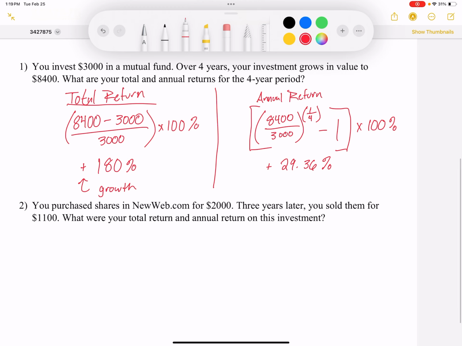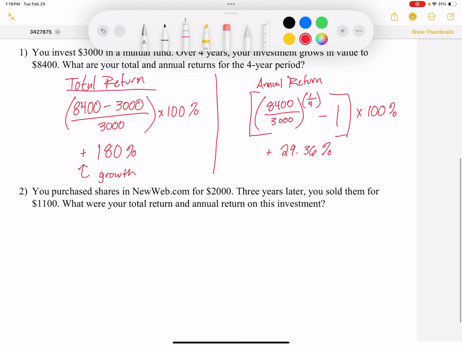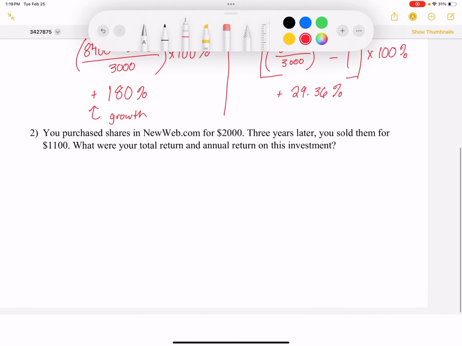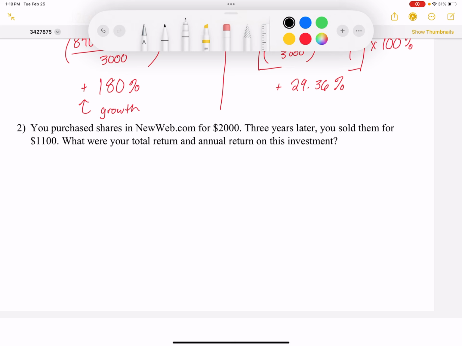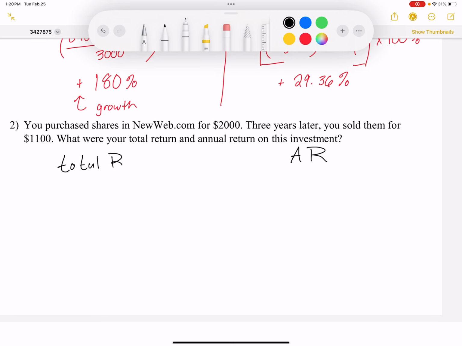All right. So here's one. I would advise you to try it yourself. Hit pause. See if you can do this. All right, I'm going to jump into it. So you purchased shares in newweb.com for $2,000. 3 years later, you sold them for $1,100. What was your total return and your annual return on this investment? So we got the total, and then we got the annual. I should say total return, and then I'm going to just say annual return, right?